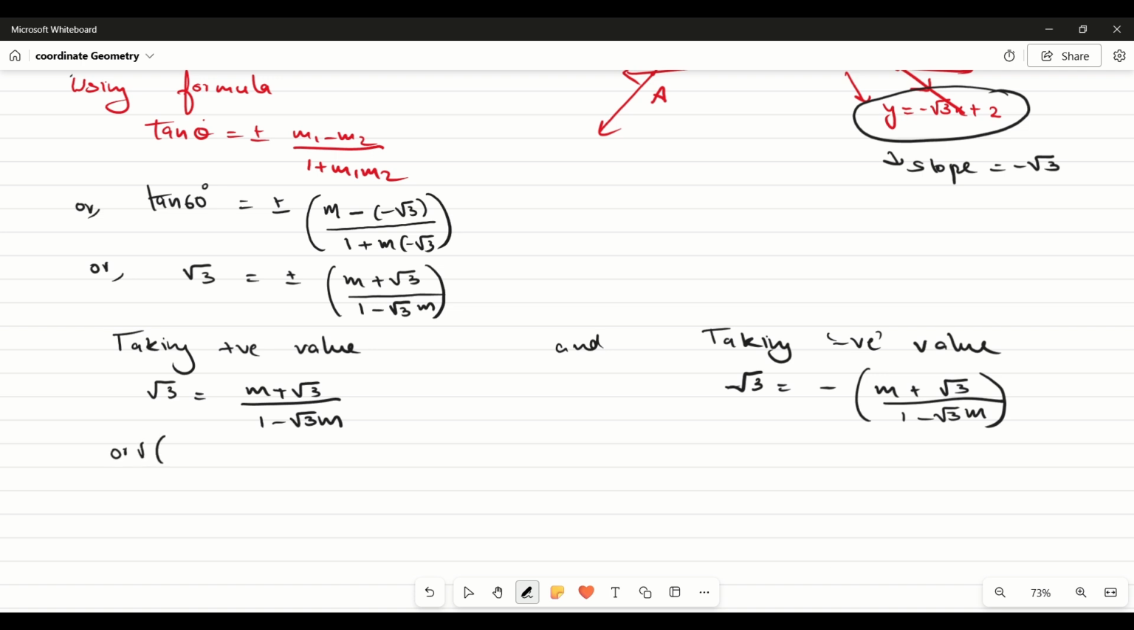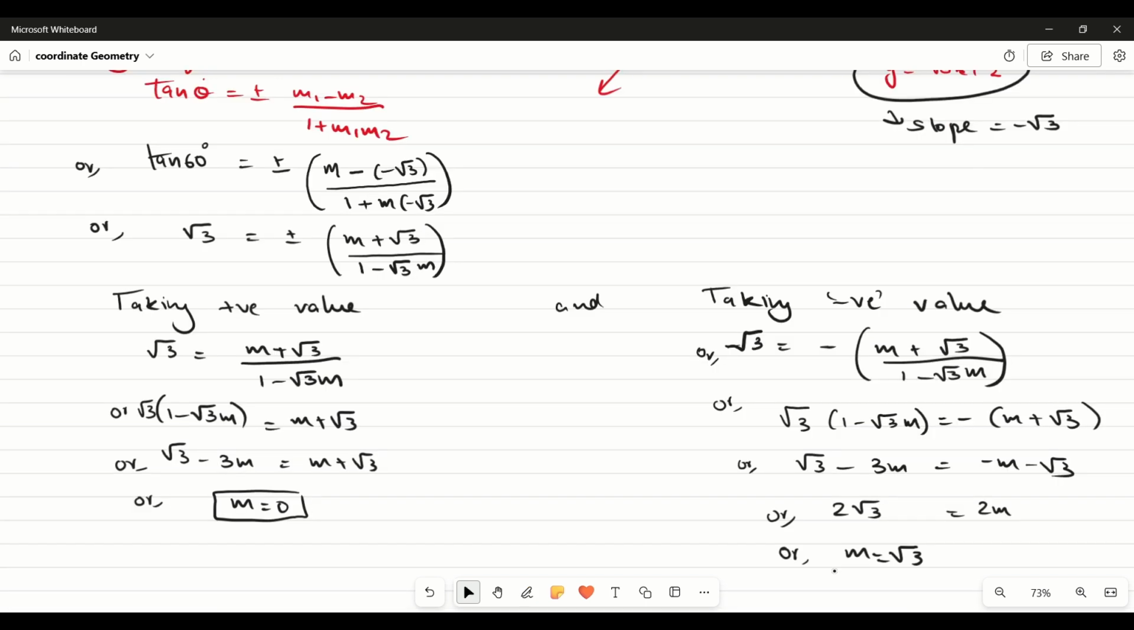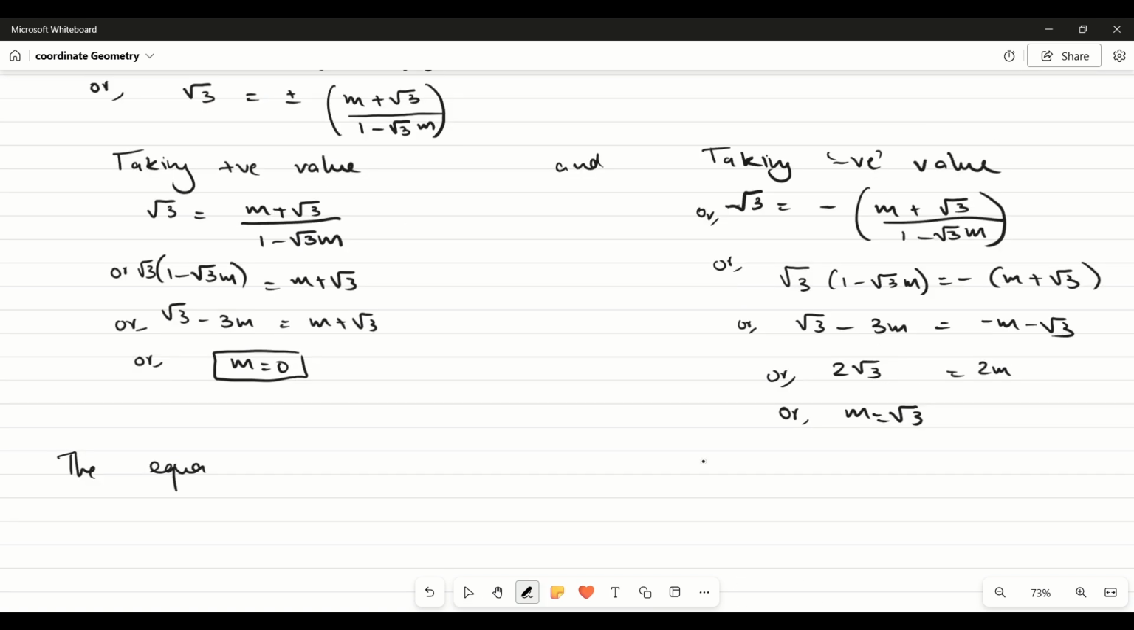Let's simplify it. After solving it, you'll get m as 0. This is one possible value, and from the negative value we are getting m as root 3. So that means there are two possible values of m, 0 and root 3. Let's find the equation of the lines with these slopes.